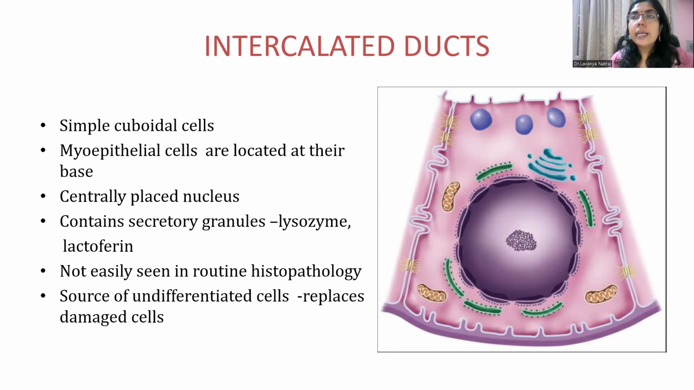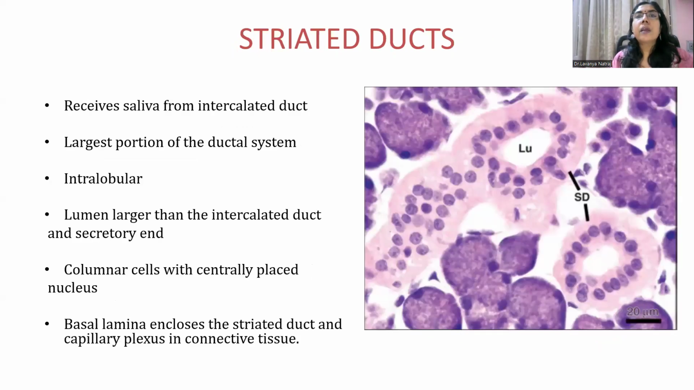So that is a function of intercalated ductal cells. Now we move on to the larger duct. Those are called the striated duct, as you can see in this hematoxylin and eosin (H&E) section. They receive the saliva from the intercalated duct. They are the largest portion, the major contributor of the ductal system.